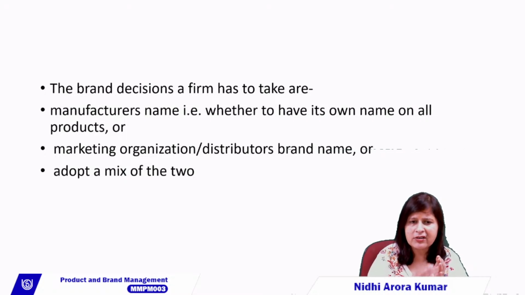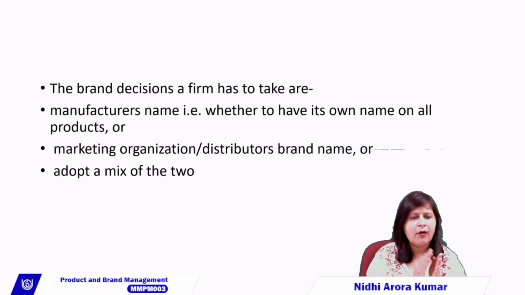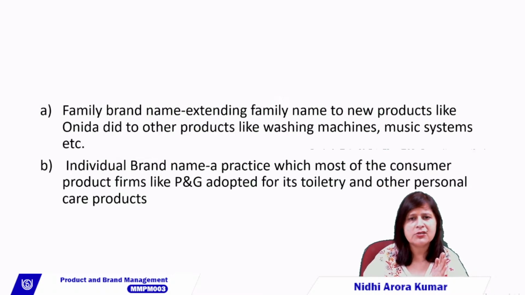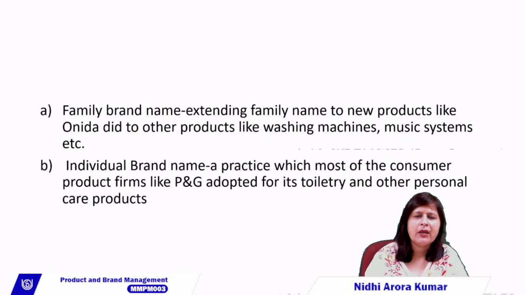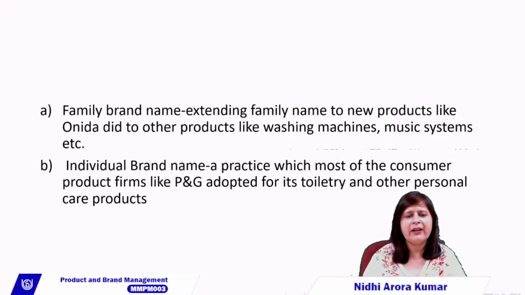That is a manufacturer's name. The manufacturer's name means whether to have its own name on all the products, right? Or the marketing organization's or distributor's name, whether you want to adopt the name of the distributor, or you would like to adopt a mix of these two strategies, right? Like family brand name. There are the family brand name and the individual brand name. What is the family brand name? Family brand name is extending the family name to the new products.